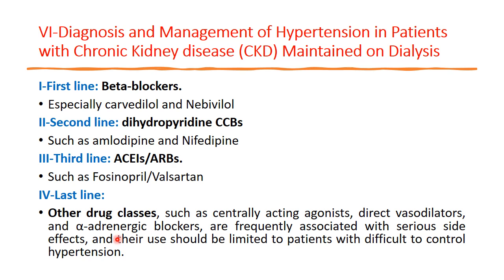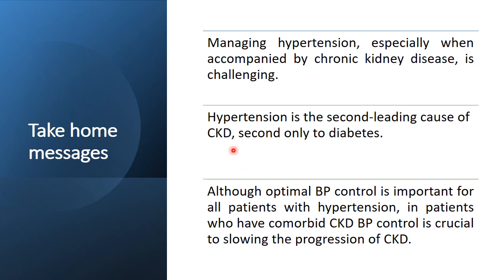All these drugs are frequently associated with serious side effects and their use should be limited to patients with difficult to control hypertension. So my final take home messages: managing hypertension, especially when accompanied by chronic kidney disease, is challenging. Hypertension is the second leading cause of CKD, second only to diabetes. Although optimal blood pressure control is important for all patients with hypertension, in patients who have comorbid CKD, blood pressure control is crucial to slow the progression of chronic kidney disease.